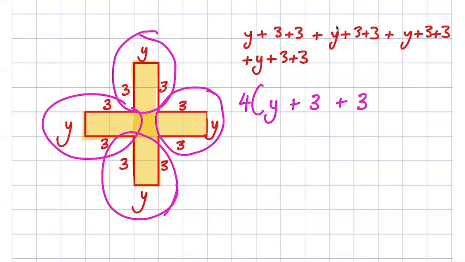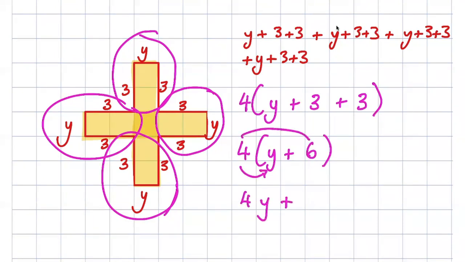Makes sense so far, hopefully. You can obviously simplify that further. You can say this is 4 lots of y plus 6. Okay, and we're going to expand out that bracket. So we've got 4 lots of y, which will give us 4y. And we've got 4 lots of 6, which is 24. So the perimeter of this shape is 4y plus 24.